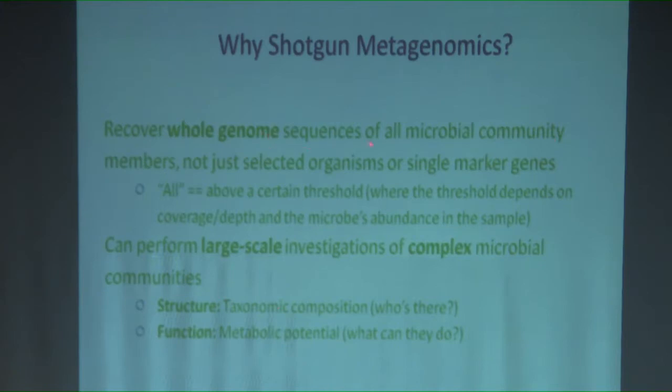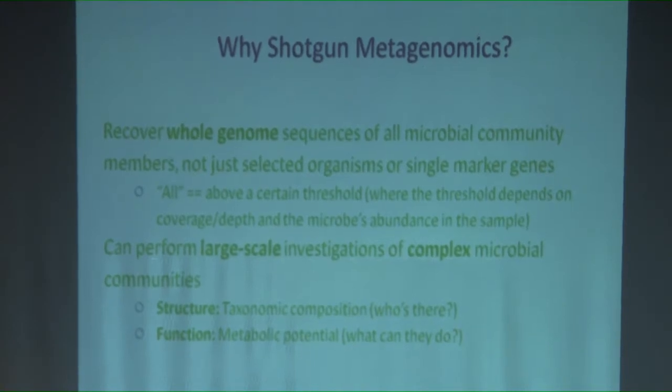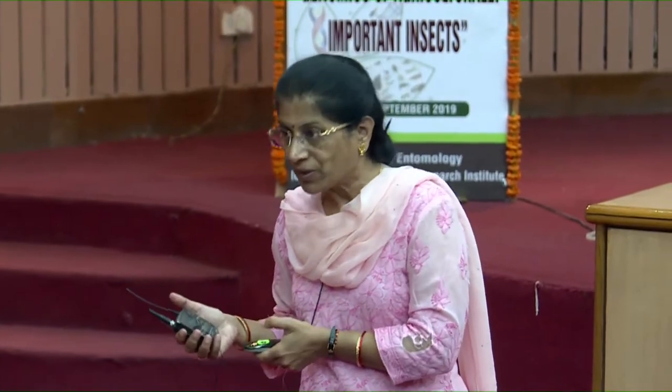Recover whole genome sequences of all microbial community members, not just selected organisms or single marker genes. This is complete genome, not a particular gene, complete genome. When I am talking about amplicon metagenomics, then it is a particular gene, whether it is a 16S, whether it is a gene coding for an amylase enzyme or a gene coding for siderophore or something like that. That is gene-specific amplicon targeting or gene-specific amplicon metagenomics.